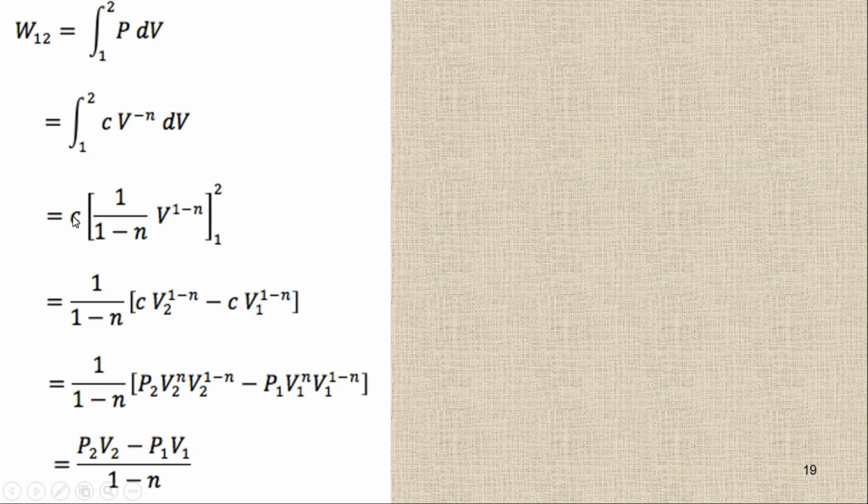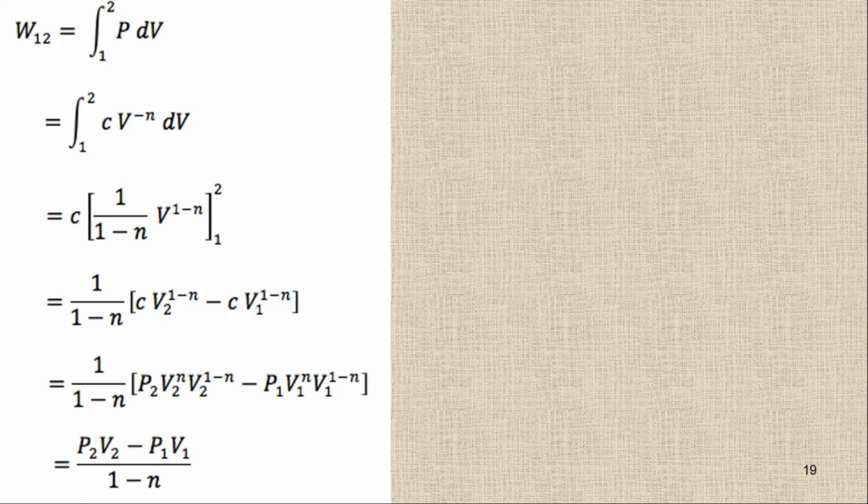I'm going to multiply this C inside the equation and apply the limits, so I'll get 1 minus n, which is this one. So we have C V2^(1-n), because we have the upper limit first, and then we have C V1^(1-n). So I'll get this one. Now the C is simply P V^n.